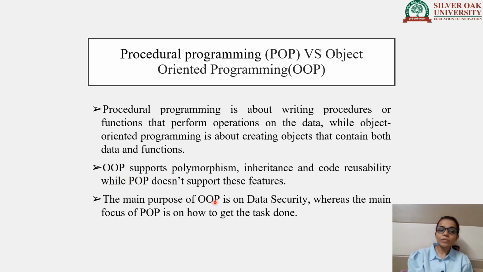The main purpose of object oriented programming is data security, so it will protect our data more. Its purpose is to solve the problem and then provide data security. But POP focuses on how to get the task done. In object oriented programming, we do data security with encapsulation, where we can wrap the object. But POP is only about how to get the task done. Let's see about this in our further lectures.